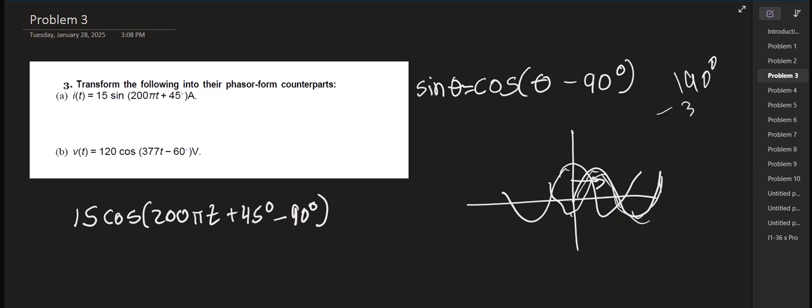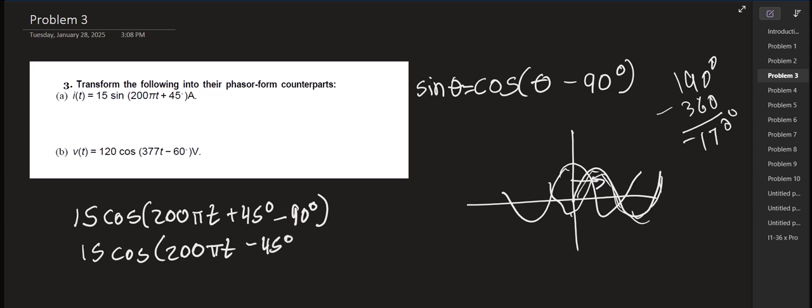So you would subtract 360 and you get negative 170 degrees, and then we'd all be agreed that we have the same angle. Okay, so this becomes 15 cosine 200 pi t minus 45 degrees. And then as a phasor, this is 15 angle negative 45 degrees.